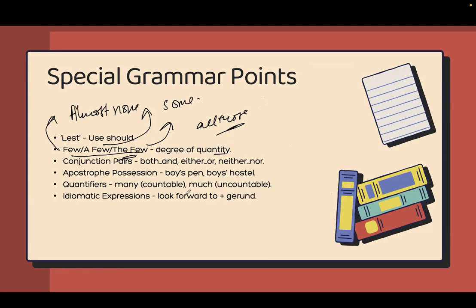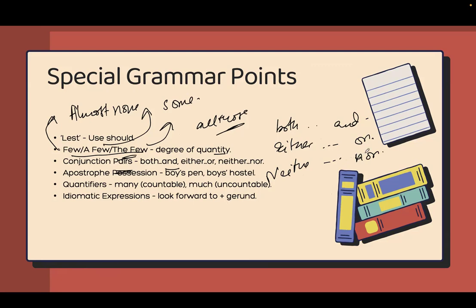Next we have conjunction pairs. Conjunction pairs use matching pairs only. Both के साथ हमेशा and ही आएगा. If I talk about either, after some time in the sentence or will come. If I talk about neither, after some time in a sentence nor will come.